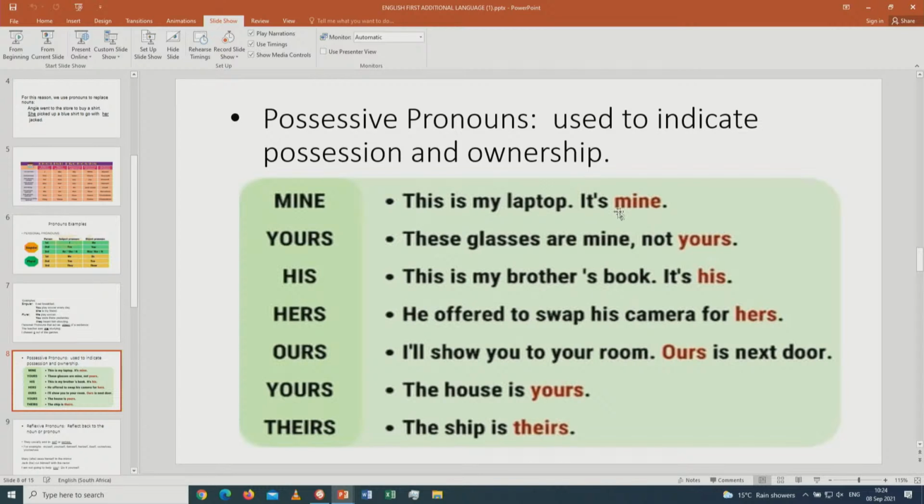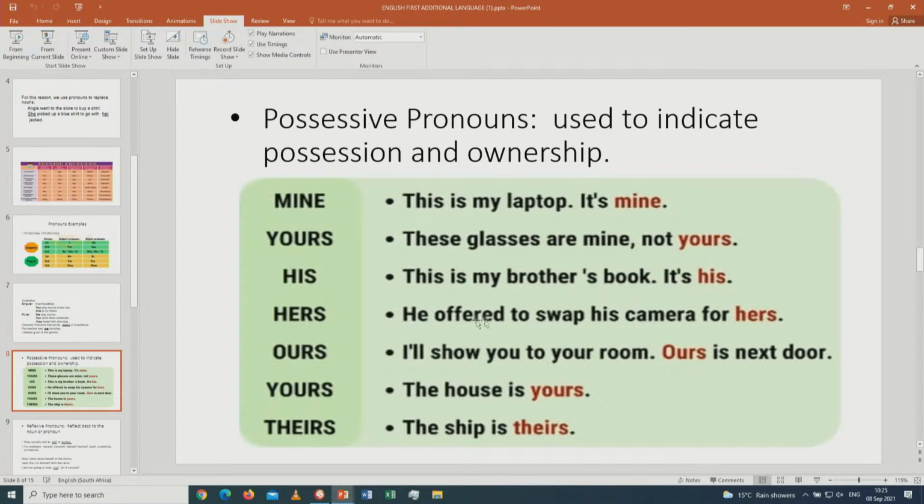Yours. These glasses are mine, not yours. They don't belong to you, but to me. They are mine. This is my brother's book. It's his. Nobody else but my brother's book. It's his.